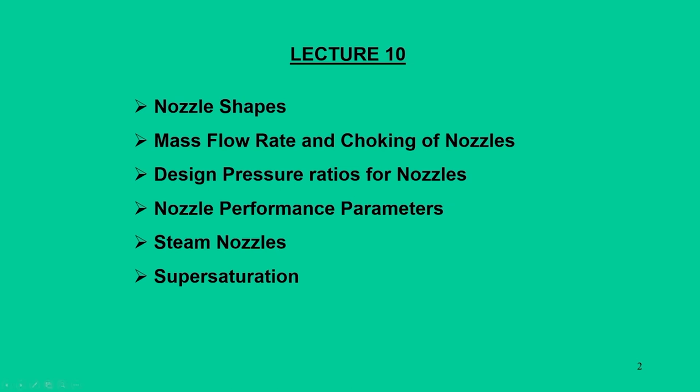Then moving ahead, we have other topics like how to calculate the mass flow rate of the nozzles, and there is a concept where we call the nozzle to be choked. So, we will find out under what conditions the nozzle is going to be choked. Then we will talk about the pressure ratio, or the importance of pressure difference across the nozzle for desired flow situations. Then we will discuss nozzle performance parameters.